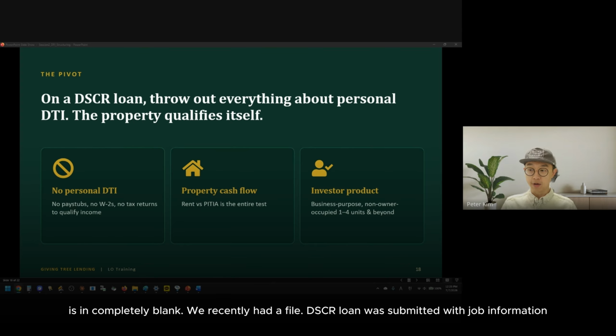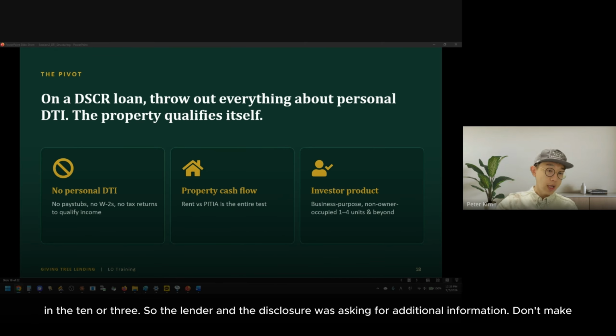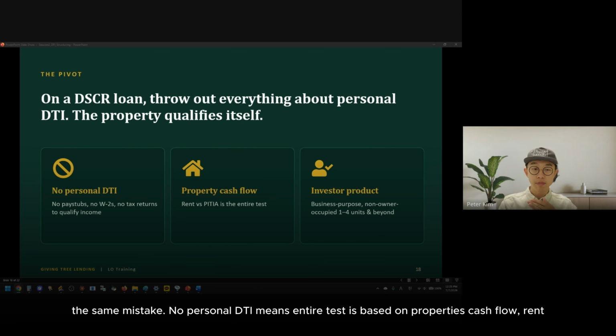We recently had a file where a DSCR loan was submitted with job information in the 1003. So the lender and the disclosure desk were asking for additional information. Don't make the same mistake.